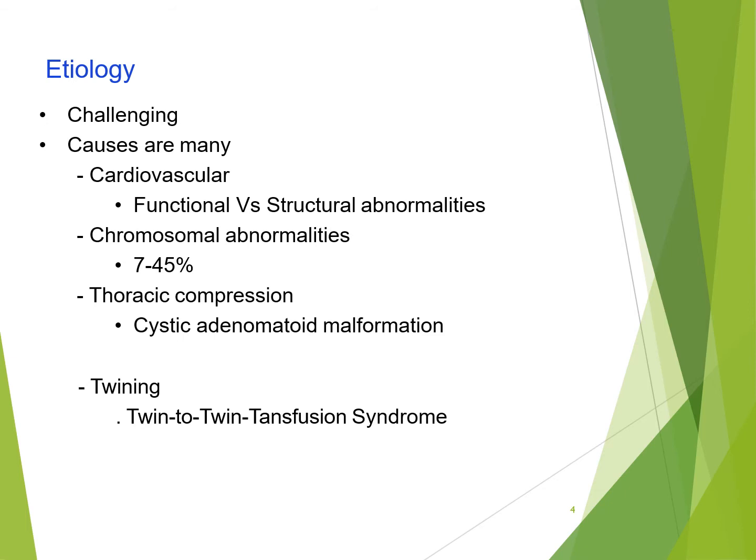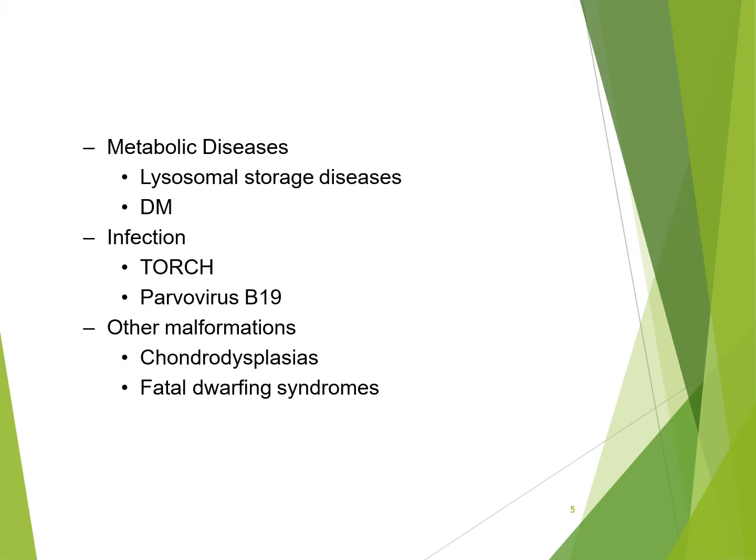Etiology: it is very challenging to know the etiology of the non-immune hydrops. It has several causes, maybe cardiovascular, chromosomal abnormalities, thoracic compression, twin syndrome, some metabolic diseases, some infections like the TORCH infection, parvovirus B19, other malformations like chondrodysplasia, and some other malformations.